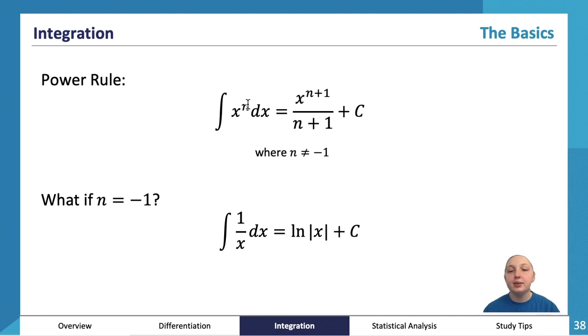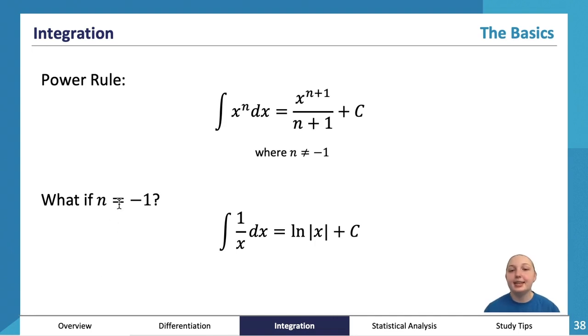Essentially, if we are integrating x to the power of n, again, dx is just saying that we're integrating in relation to x. What we want to do is we do x to the n plus 1 on the top of a fraction, and then we do whatever our n plus 1 is on the bottom, and of course, we plus c. This is where n is not equal to -1. Super important to remember that.